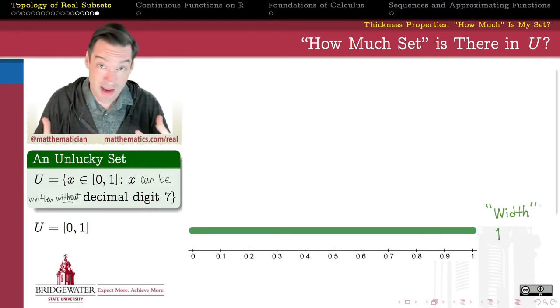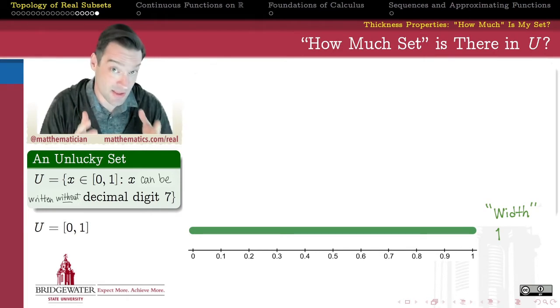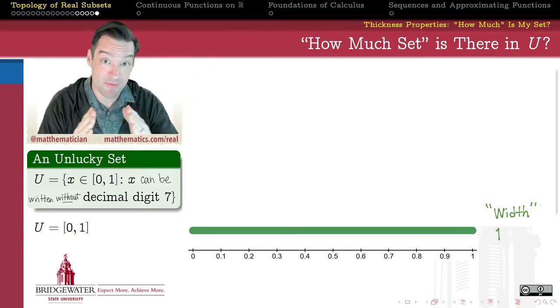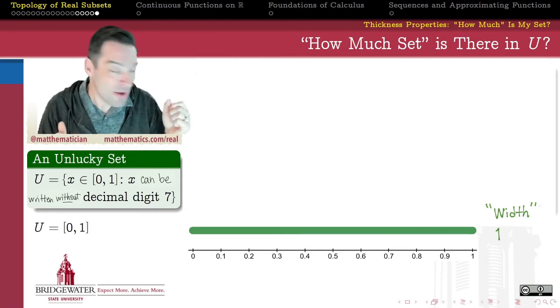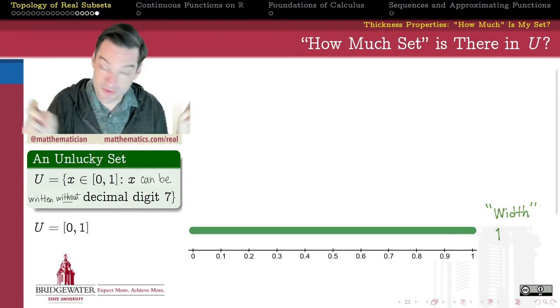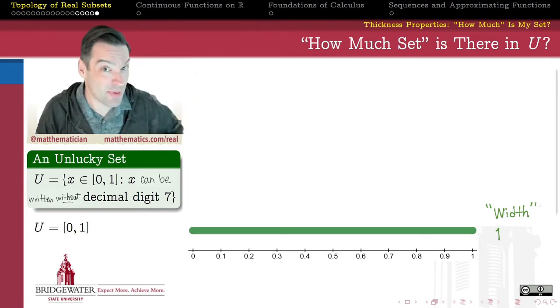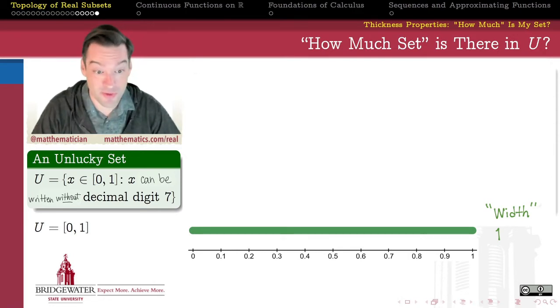One of the ways we could talk about how much set exists here is to think, because this is an interval, of what is the width of that interval, the diameter of that interval, geometrically speaking. We could say there is a width of 1 present in this interval. Now, this is a very geometric idea. It's not so much a topological one, so it's probably not the one that we're going to stick with ultimately, but it's certainly one way of answering this question.